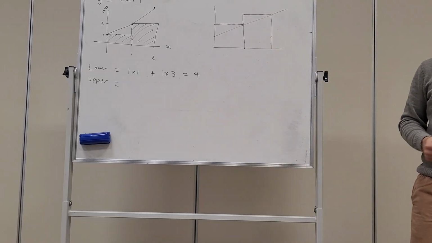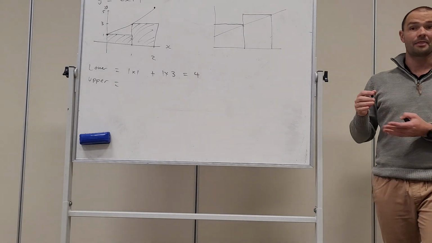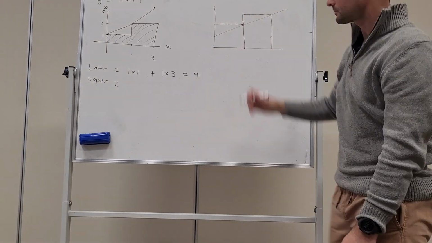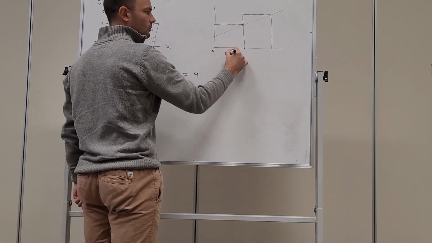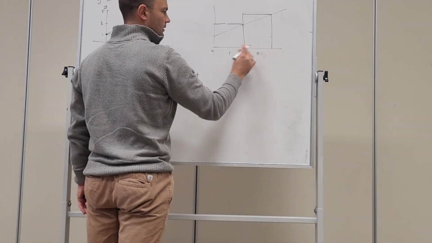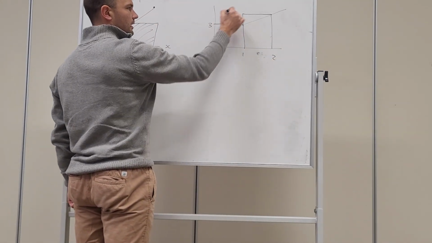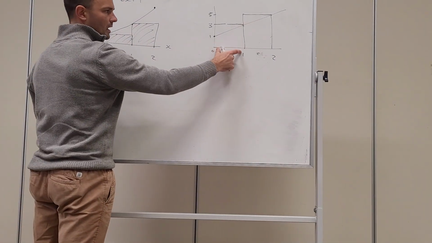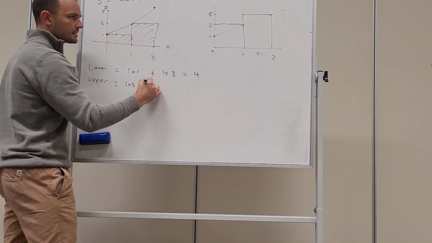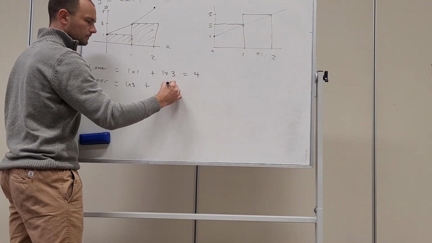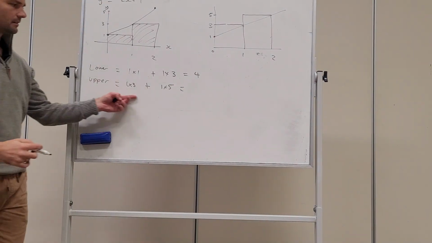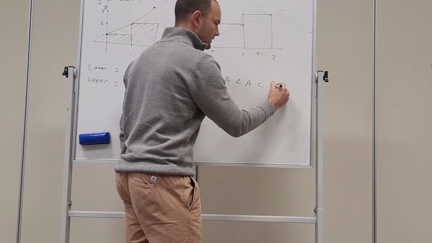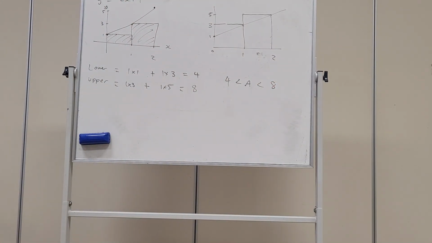Okay, and if I find the area of these rectangles, we can see that this estimate is going to be an overestimate because I've over-calculated the area. So for our upper estimate, we would have 1, 2, this is 3, and this is 5, and this is 1. So for our upper estimate, the area is going to be 1 times 3 plus 1 times 5, which gives us 8. Now what this means is the actual area lies somewhere between 4 and 8.